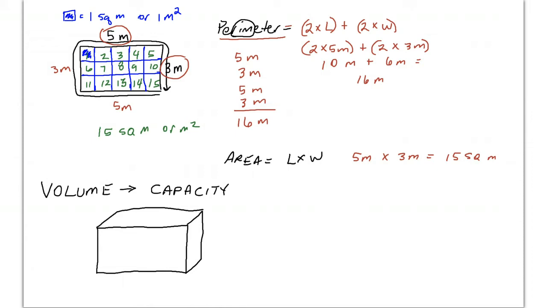And so if we were looking at this and I said, hey, this is 3 meters, this is 5 meters, and let's say this measurement is 2 meters. Now I have 3 different measurements. Now, much like area, volume also has a formula. And that formula is length times width times height.